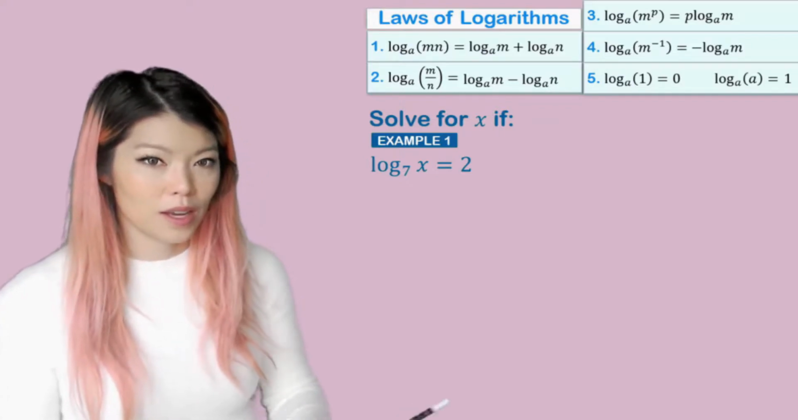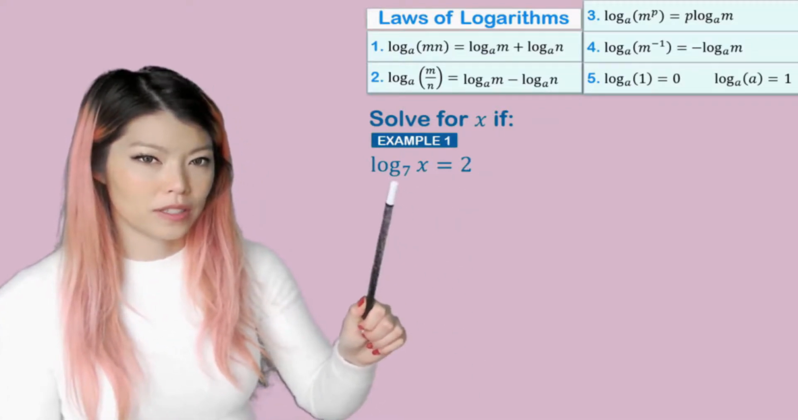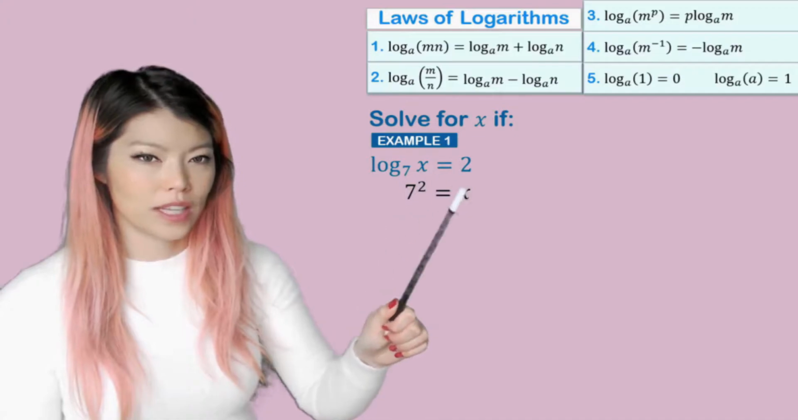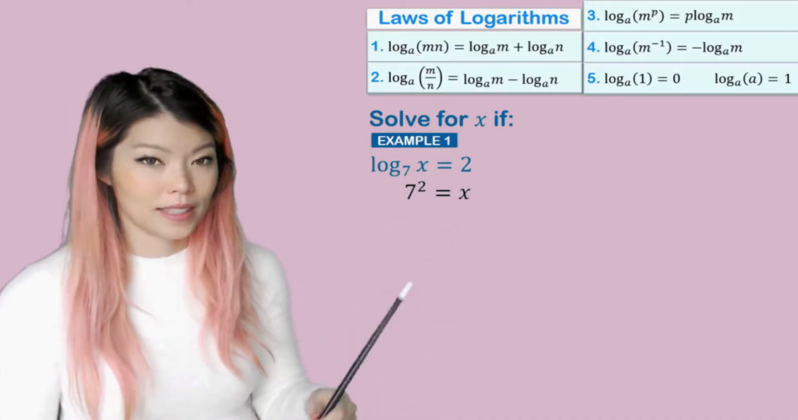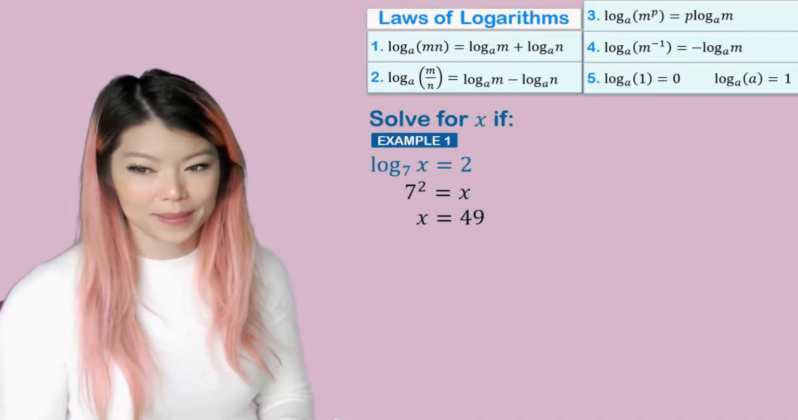How do we do that? Well, we know that we can rearrange this to base 7 to the power of 2 equals x. And therefore x is simply 7 squared, which is 49.